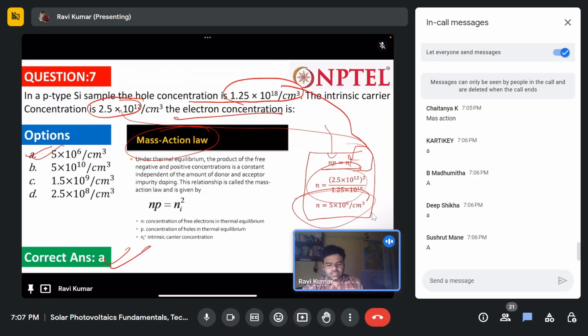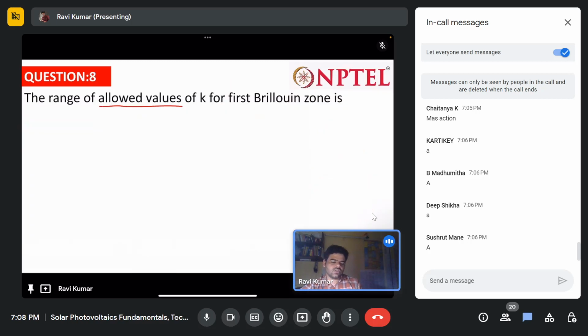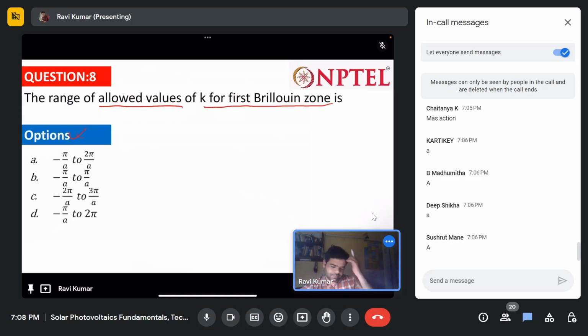Let's move to the next question. This is based on the curve I told you about, K versus E graphs. It is asking the allowed range of K for the first Brillouin zone. These are the options. B. Chaitanya, Mamta, Susrust and Deepsika, all are right. It is B.